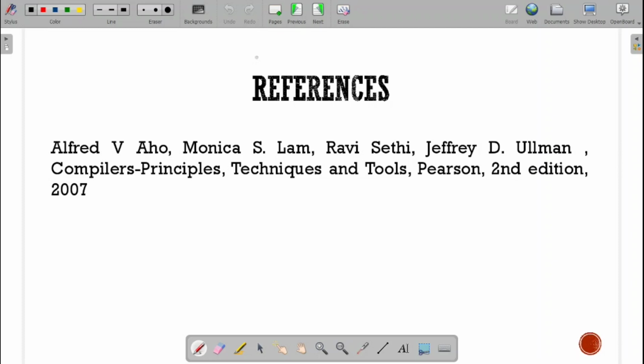Then we studied some constructs which can't be handled efficiently just with context free grammars. For this presentation, the textbook referred was by Alfred V. Aho, Monica Lam, Ravi Sethi, and Jeffrey D. Ullman. The textbook is Compilers: Principles, Techniques, and Tools, Pearson Publication, Second Edition, 2007.